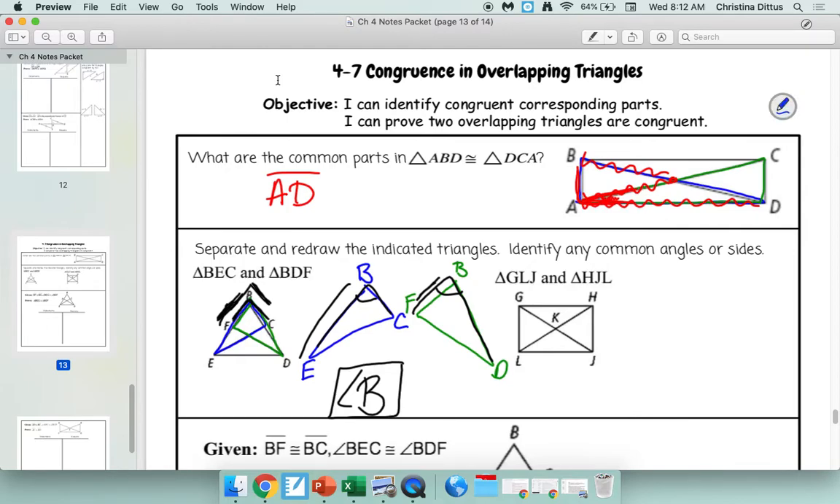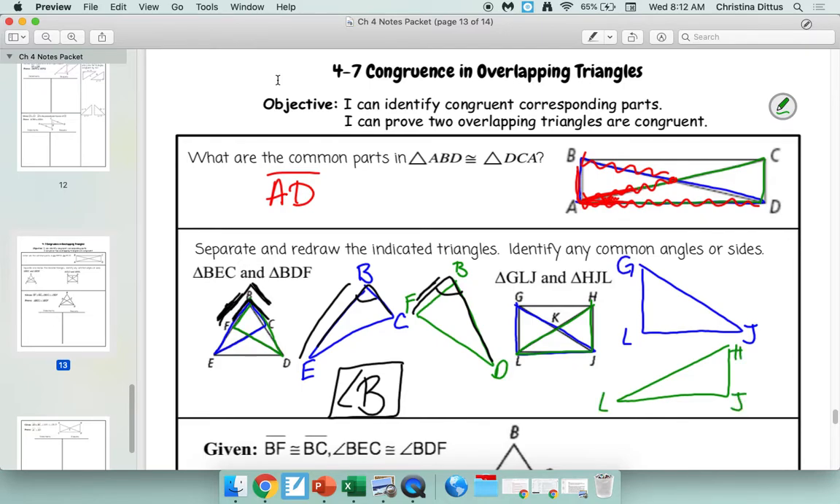Alright, if I look at this one, I got GLJ. So let's draw that one, GLJ. And then I have HJL. That looks like that. HJL.